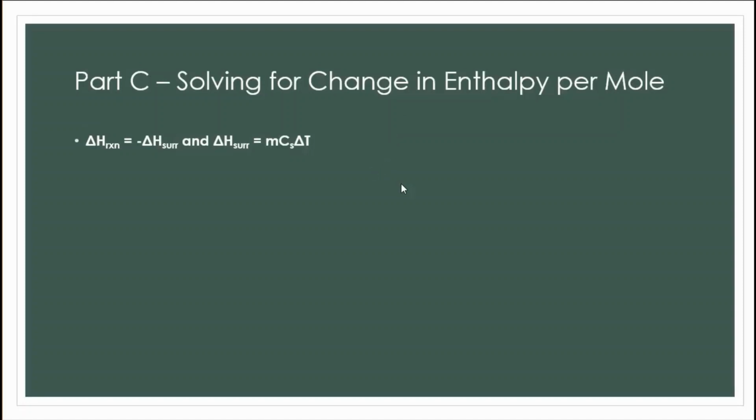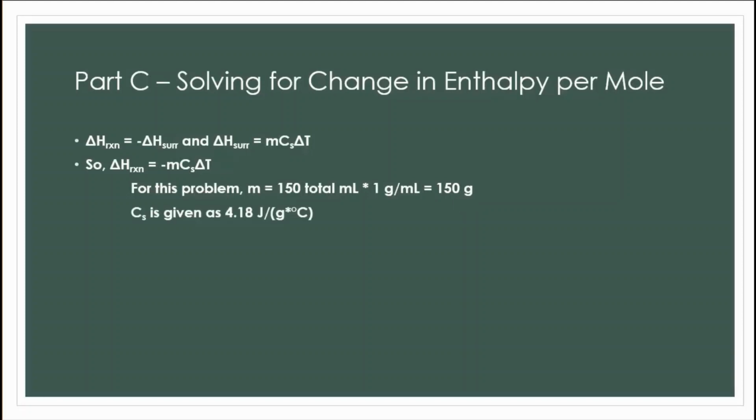You will need to use different equations for bomb calorimetry, which is done in a closed system, but at variable pressure. So, change in enthalpy of reaction is equal to negative mass times specific heat times change in temperature. For this problem, mass is equal to the 150 total milliliters that you can get from adding the two starting volumes of the reactants from the question times the 1 gram per milliliter density given to us in the question equals 150 grams as the mass. Then specific heat was given in the problem as 4.18 joules over grams times degrees Celsius.